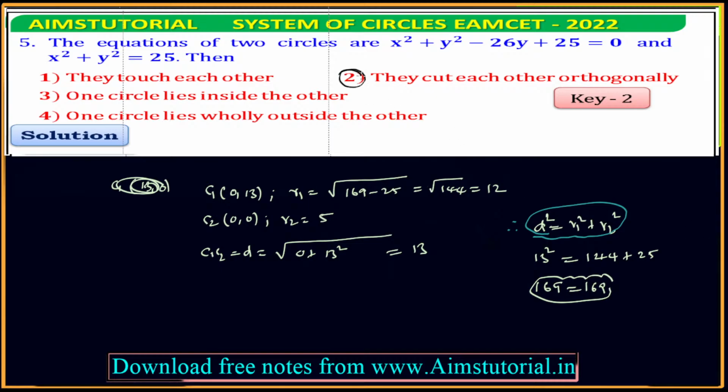If two circles cut each other orthogonally, D square equals R1 square plus R2 square. One more condition is also there: if 2GG dash plus 2FF dash equals C plus C dash, then only two circles intersect each other orthogonally. Either D square equals R1 square plus R2 square, or 2GG dash plus 2FF dash equals C plus C dash, then the given two circles intersect each other orthogonally. Next, sixth question.